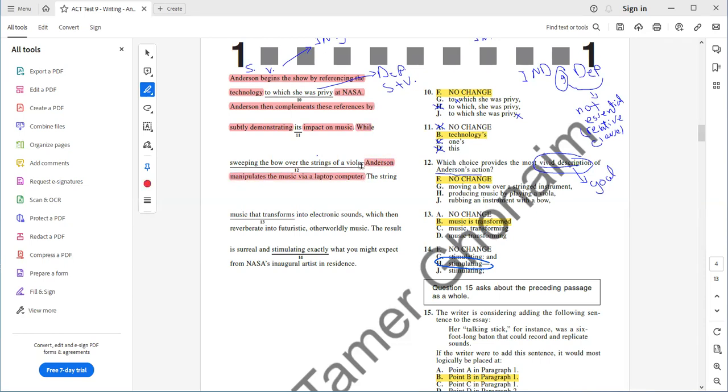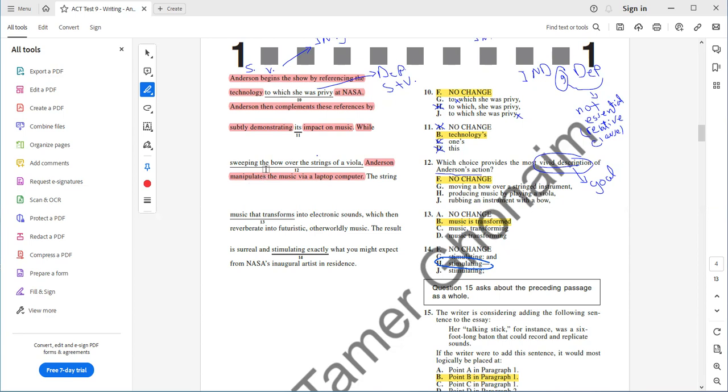Read, please. Anderson. From "while." Read all, because we need to. Is this a vivid picture or not? Okay. While sweeping the bow over the strings of a viola, Anderson manipulates the music via laptop computer.